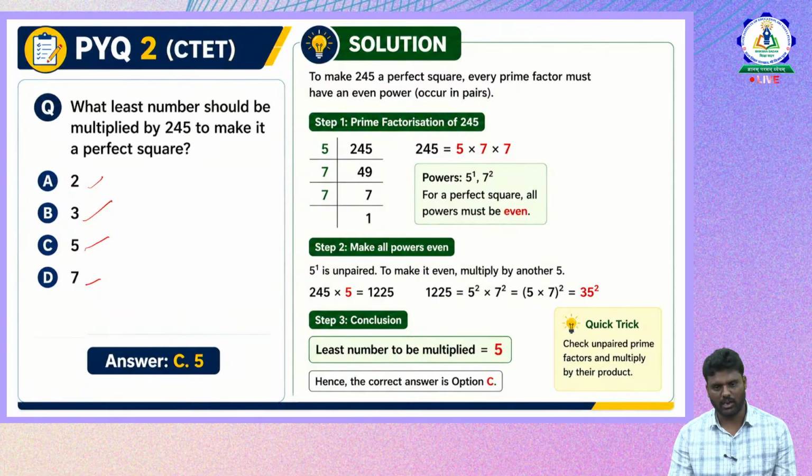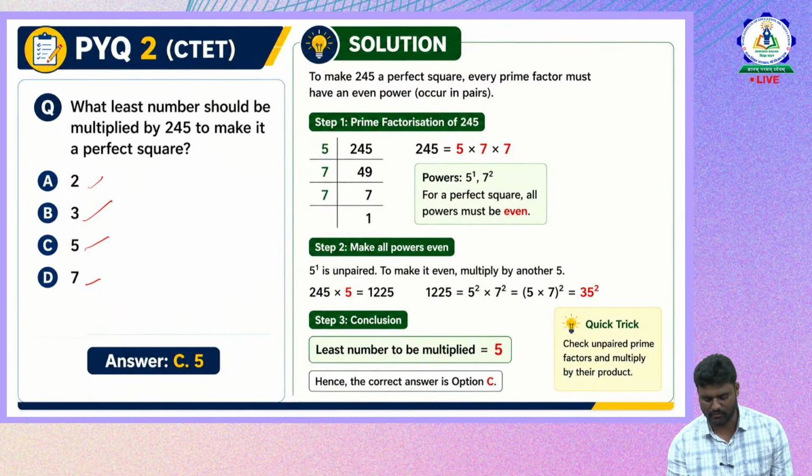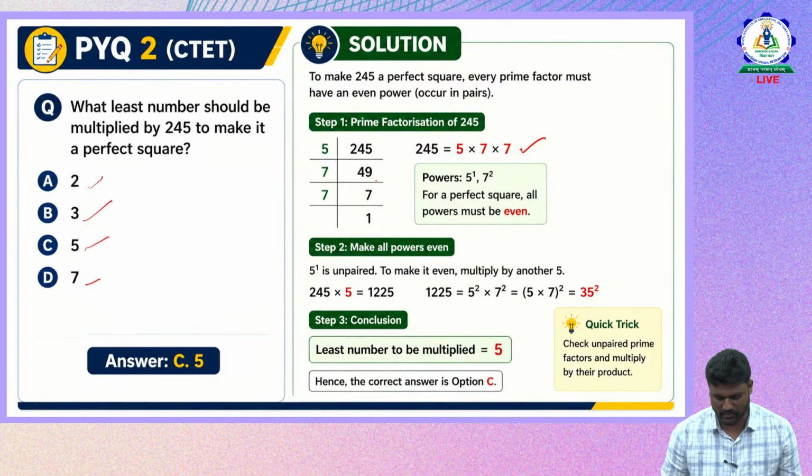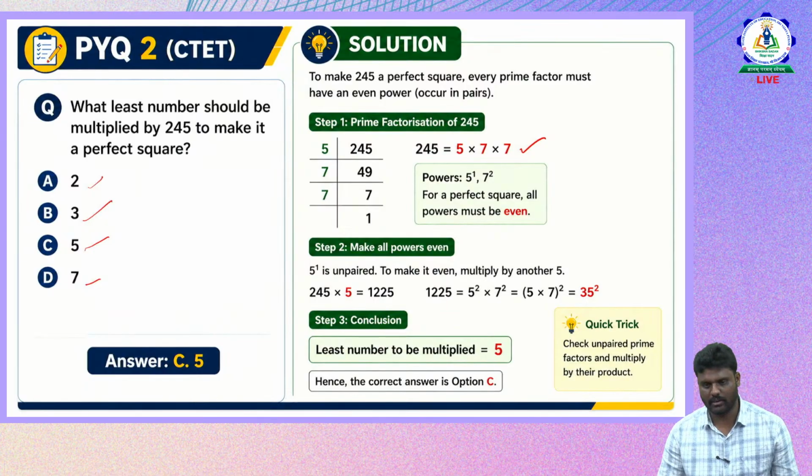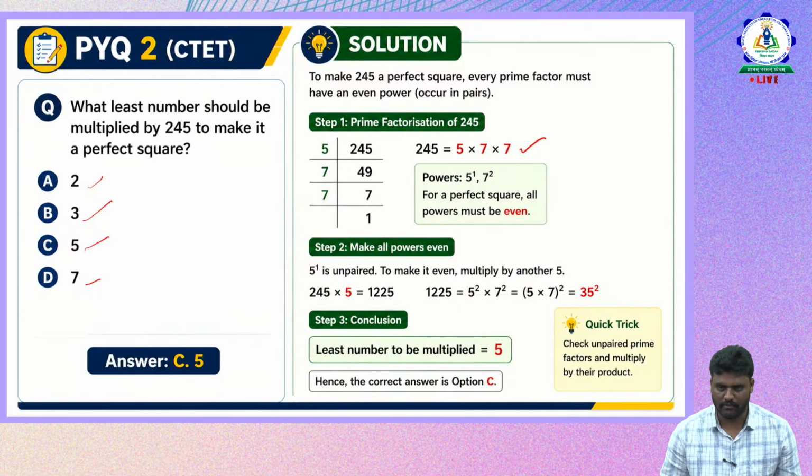The factors of 245 are 5 into 7 into 7. So 245 we can write as 5 into 49, and 49 we can again write as 7 into 7. Therefore, we say that the factors of 245 are 5 into 7 into 7.